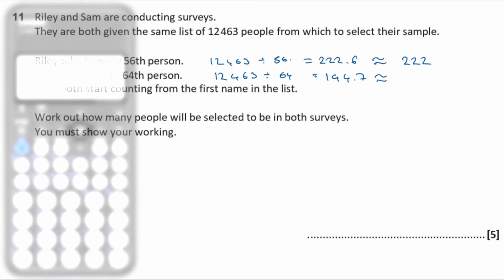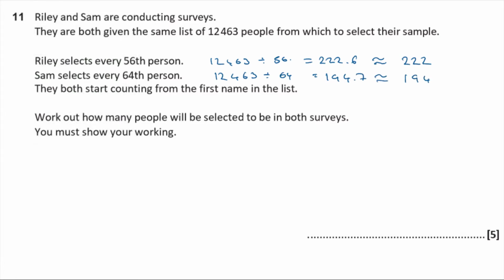Now again, I'm going to have to round that one down, because that 0.7, you're not going to get to anyone in the list before you get to the next 64th person. So you could go beyond the end of the list, couldn't you? So it's going to be 222 and 194 selected people.